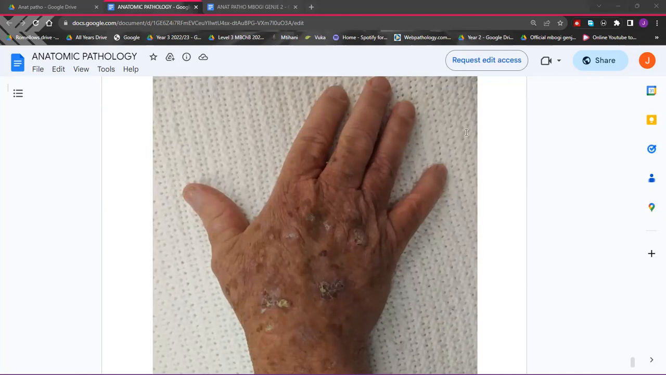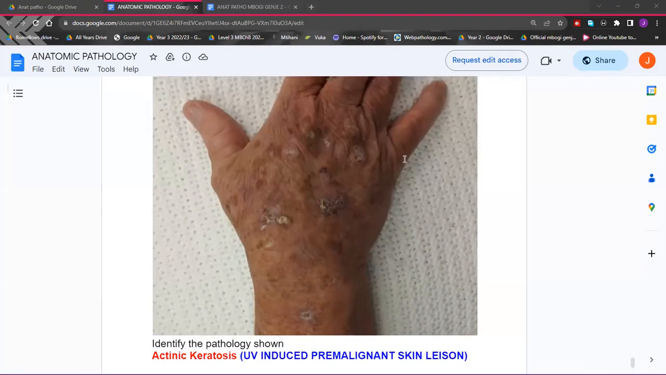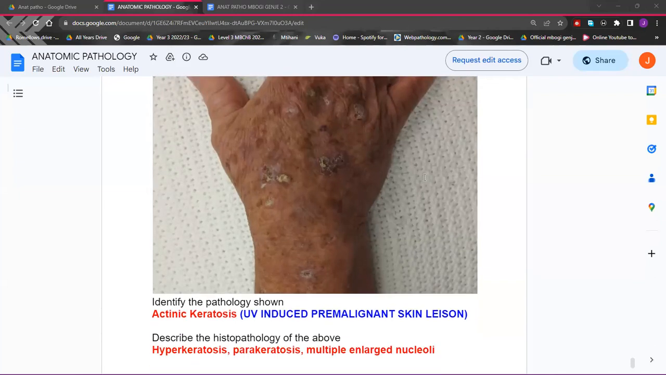So this is actinic keratosis. Now, this is a UV-induced premalignant skin lesion. Now, under histopathology, what do you expect to see? Maybe we can describe the histopathology of this. So we have hyperkeratosis, parakeratosis, and multiple enlarged nuclei under histopathology.